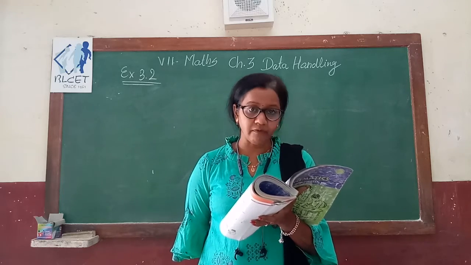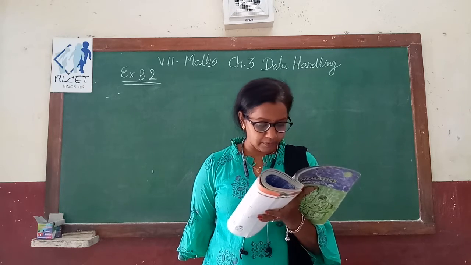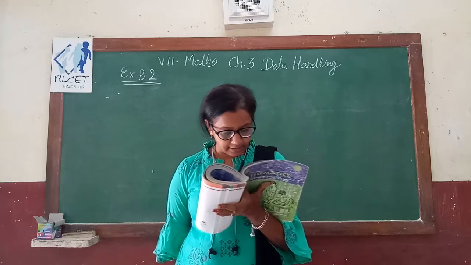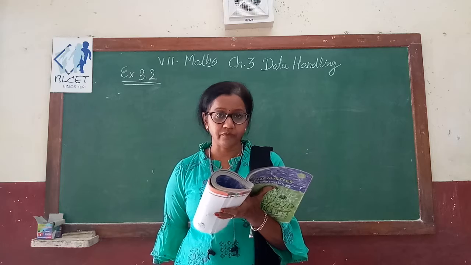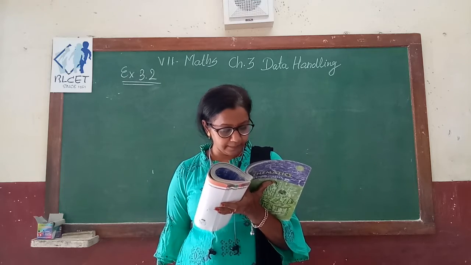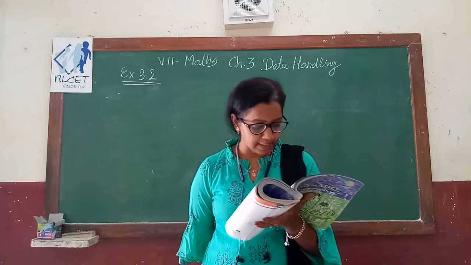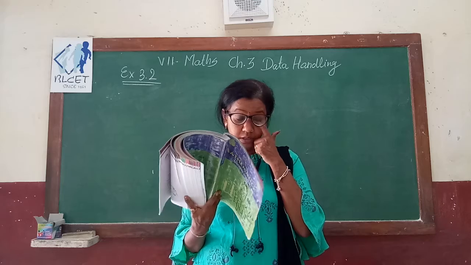Now see question number 4, that also you can try by yourself. Find the mode and median of the given data. Arrange the terms, or you can directly give me the answer that 14 is repeated 3 times. So 14 is your mode. When you arrange them, cancel from the front, cancel from the back, you will get the same answer, that is 14.